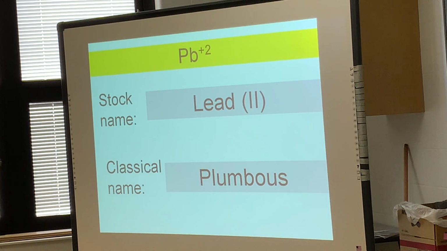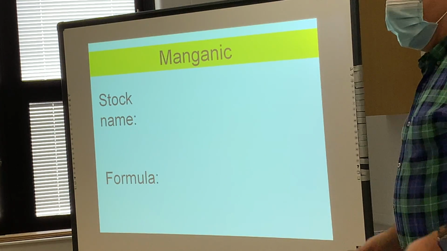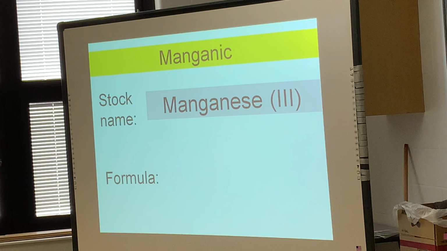Okay, manganic, what are the two common charges for manganese? Plus 2 and plus 3. Remember, the exceptions are tin and lead, 2 and 4, and copper and mercury, positive 1 and 2. Otherwise, everything's 2 and 3. So this is manganese 3, and the formula would be Mn positive 3. It's kind of easy because this will be the same as the charge right here, with the exception of mercury 1.